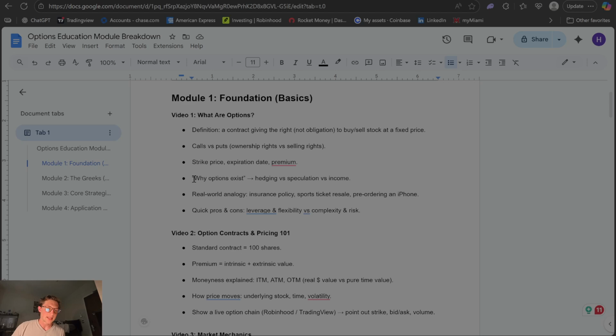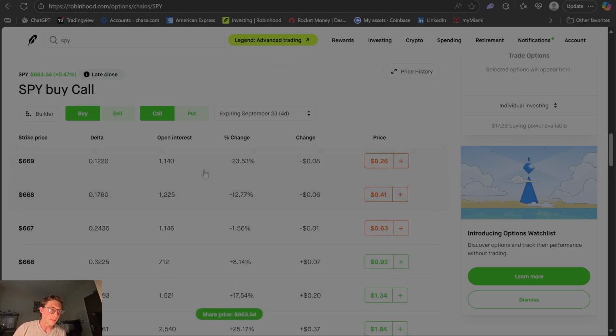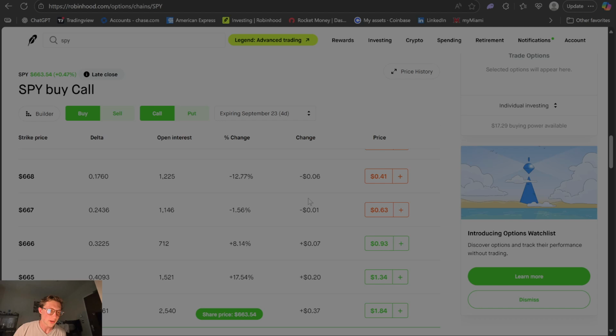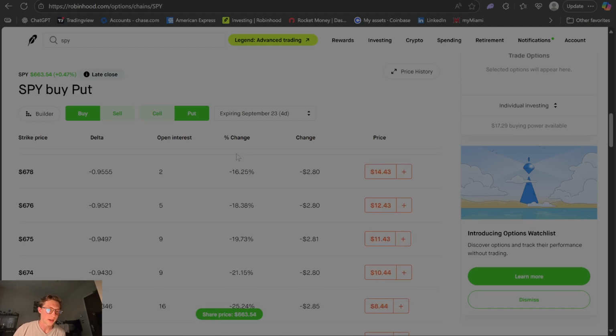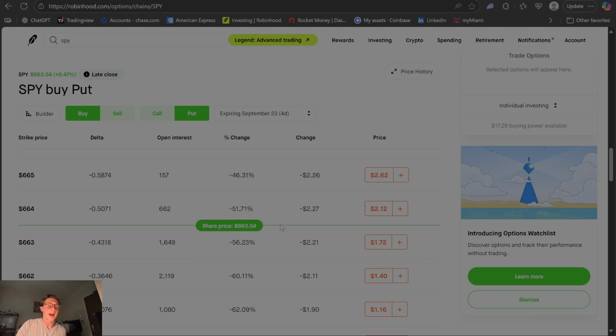Why options exist, we kind of went over this, and it's the fact that either people can say, hey, I want to be able to buy shares here and I'm going to pay for this contract, or I want to sell shares here and I am willing to pay for the contract. Now, for instance, if I'm buying puts, I'm bearish, or at least I want to hedge maybe my existing shares, right? So options can be used as a hedge.